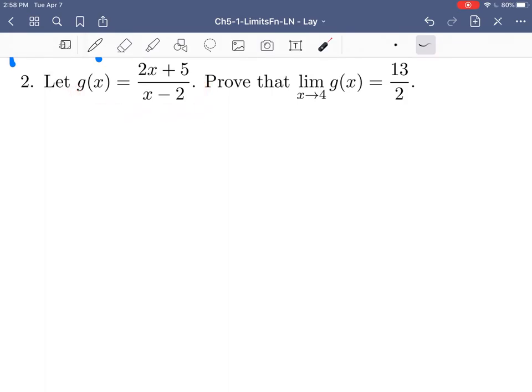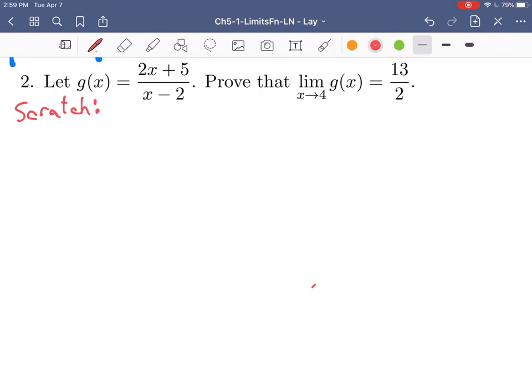So we need to show that for every single choice of epsilon, there exists a choice of delta, which is often built on the choice of epsilon. So for every choice of epsilon, there exists a delta, so that whenever our value of x is within delta units of our value of c, so within delta units of 4, our function value evaluated at x is within epsilon units of the limit, which we claim to be 13 halves. So we're going to do some scratch work first, and then we will write this proof more formally.